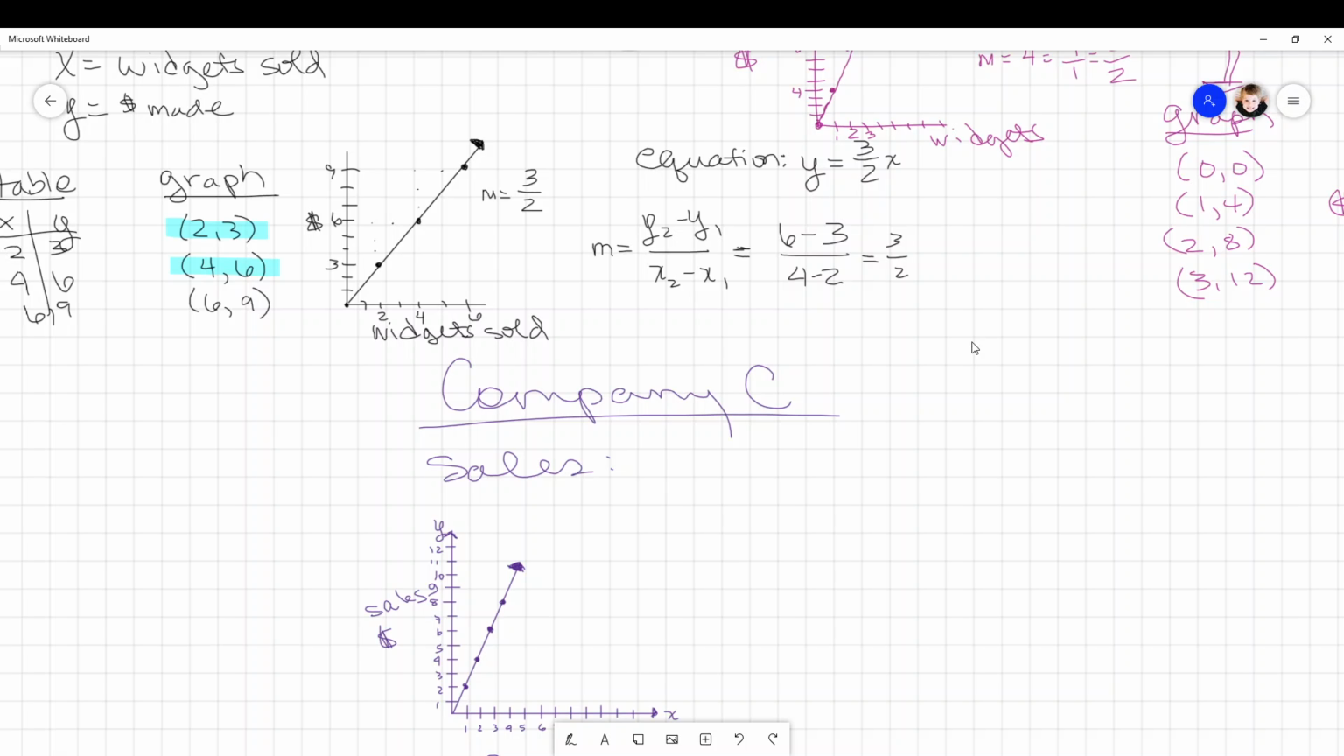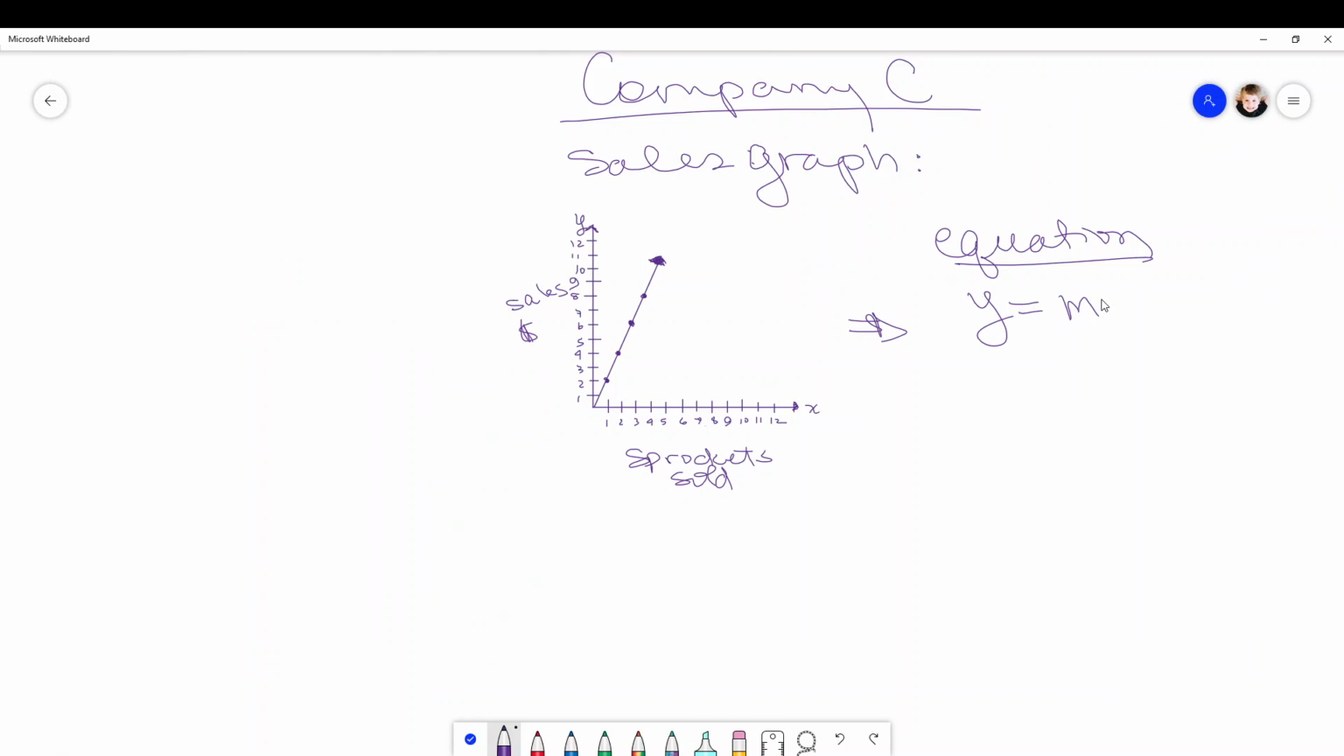Now we're going to go among those displays, the forms. That's the word I'm looking for. Forms. But we're going to start with a graph. So this is a sales graph. And I'm going to make an equation.